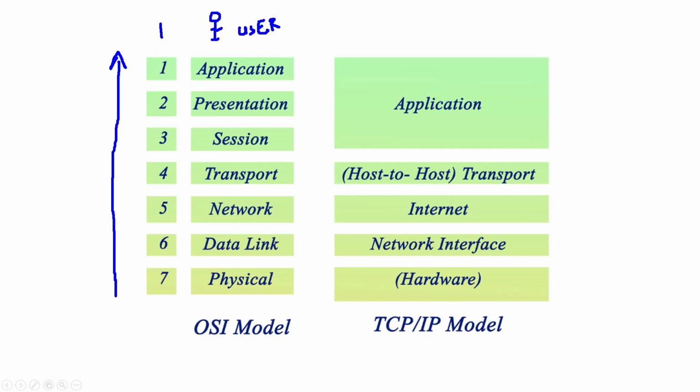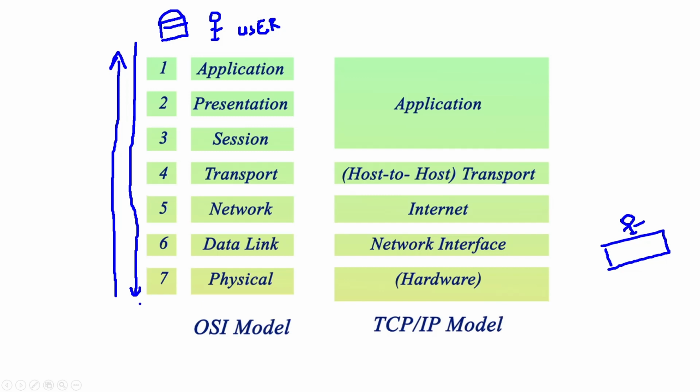So now the user has received the mail, opened it, and checked it. If the user wants to write a mail and send it to another computer or another user, the same flow will happen to the data, but in the reverse sequence. The user will send the mail from the application layer down to the physical layer, and once the data comes to the physical layer, it will be converted into bits and bytes.